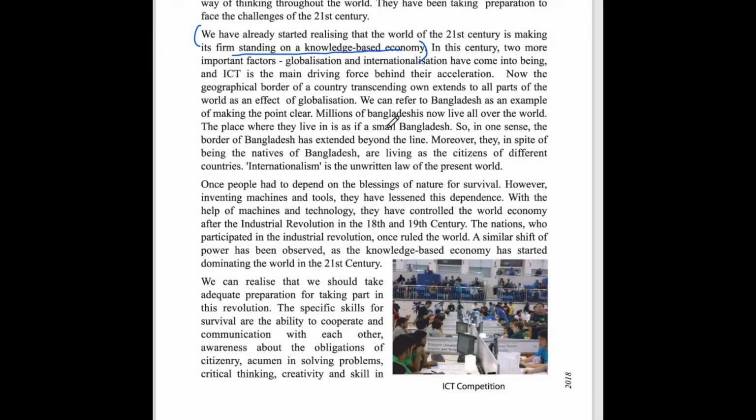In this century, two more important factors, globalization and internationalization, have come into being, and ICT is the main driving force behind that acceleration. So this one is a very tricky question for all of you. How can it come? There are two important factors, globalization and internationalization, have come into being. What is the driving force for globalization and internationalization? That is ICT. So keep it in mind.